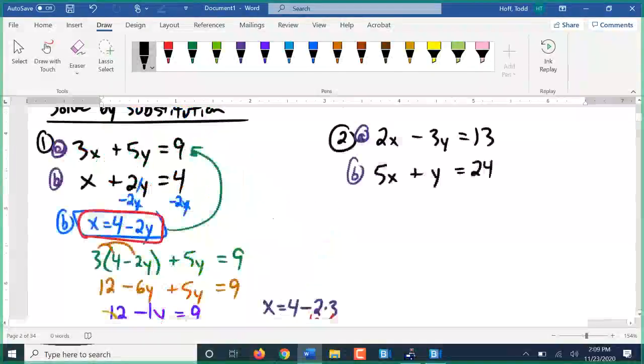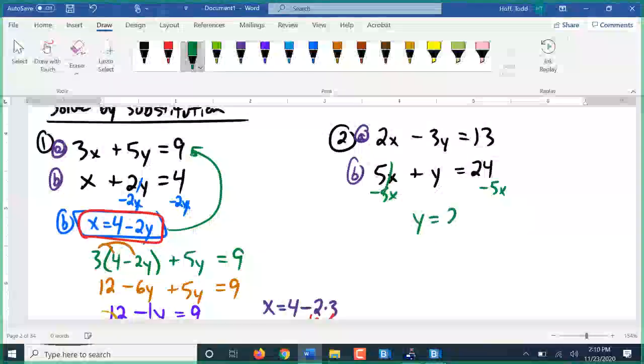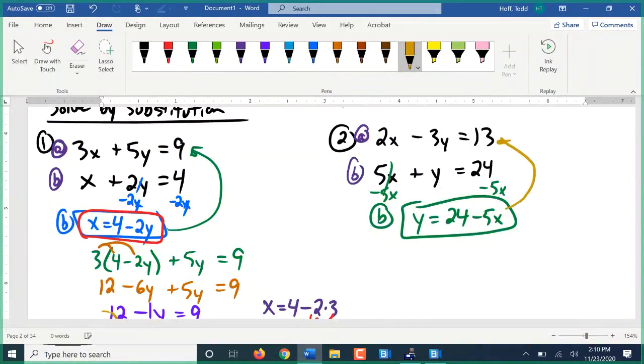The second one here, the easy variable to solve for is equation B, solving for y. So we'll solve for y there by subtracting 5x, giving us that y equals 24 minus 5x. That is our new equation B. So we have to put that back into equation A. So equation A is 2x minus 3 times, in place of y, we're going to put in 24 minus 5x equals 13.